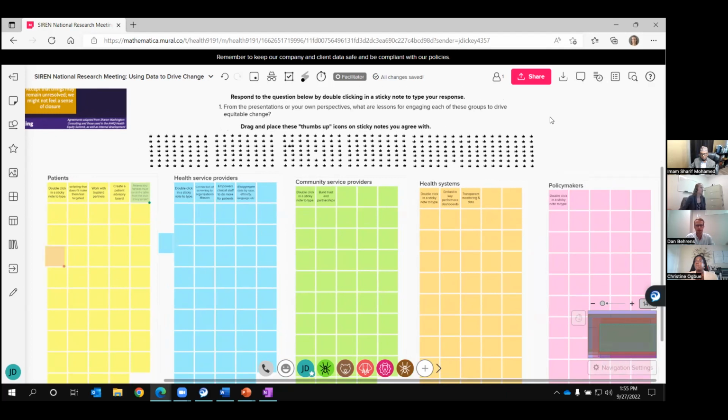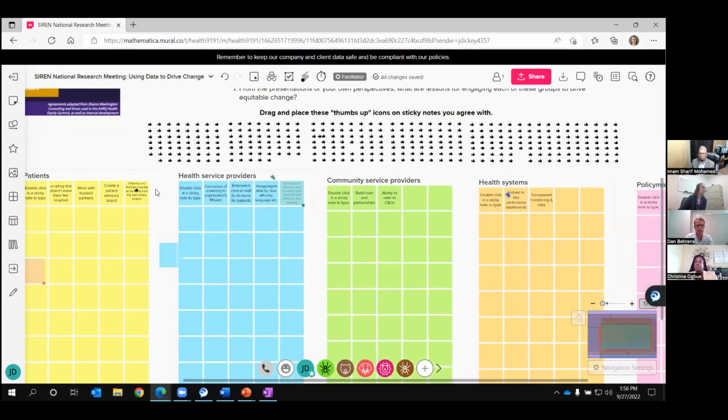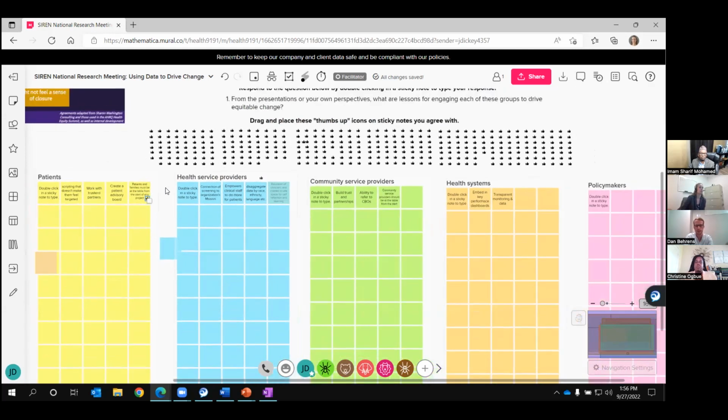Okay, so far I'm seeing a lot of typing happening in the patients bucket. Seeing some lessons learned around scripting. So scripting language that doesn't make patients feel targeted. Working with trusted partners. And as we see a thumbs up here, so if you see something you agree with, you can drag a thumbs up to that sticky note. We have patients and families must be at the table from the start of any project.